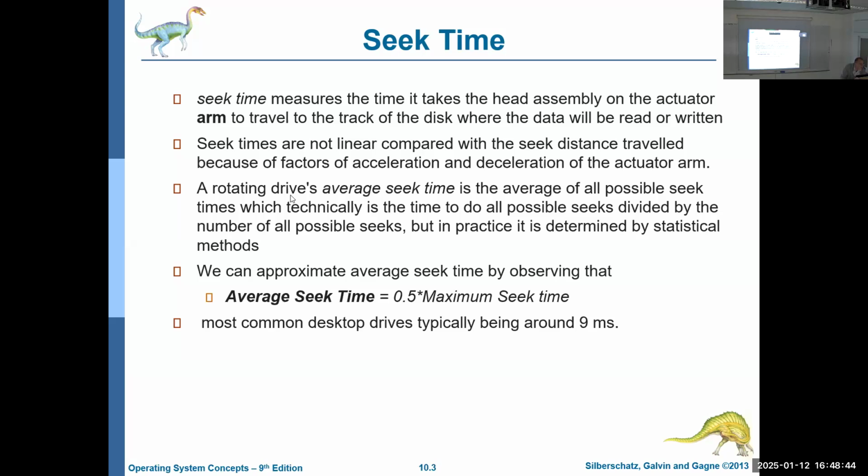A rotating drive's average seek time is the average of all possible seek times of the drive. What's the average seek time for this drive? Not for a particular event, but for this drive. It's the average of all possible seek times, which technically is the time to do all possible seeks divided by the number of all possible seeks. But in practice, it's determined by statistical methods, I guess by averages or by common cases.